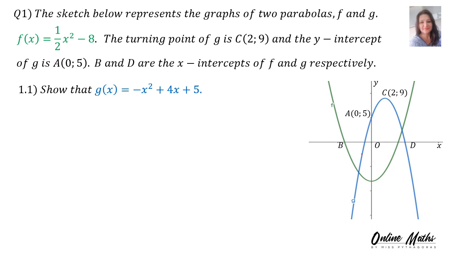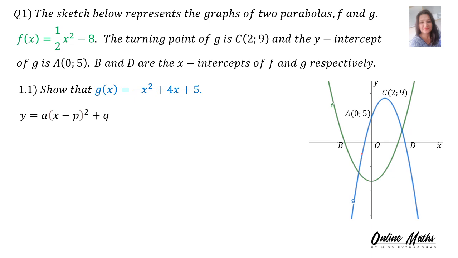Number 1. Show that G's equation is minus x squared plus 4x plus 5, and that equation is in standard form. Now, when you want to work out the equation of the parabola, you have to decide what information was given. And here it was given a turning point and another point. Therefore, the equation that you will use is this one. Y is a bracket x minus p squared plus q.